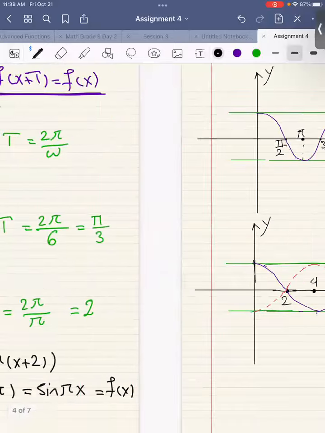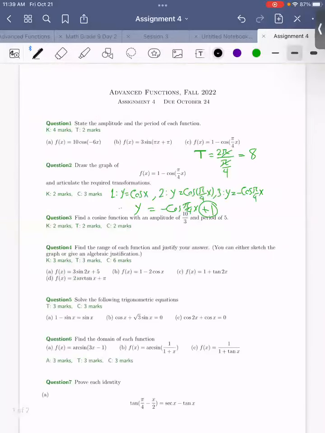Okay, guys. So that was question 4. Question 5 is just solving equations. I leave it to you. For 6, I need to maybe give you some help or hint.